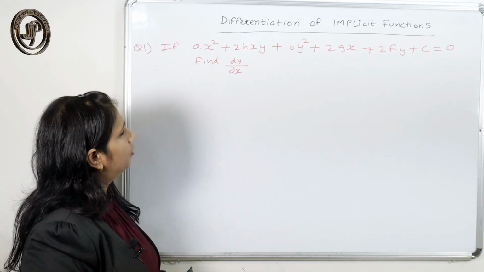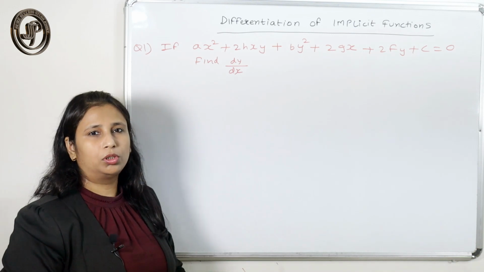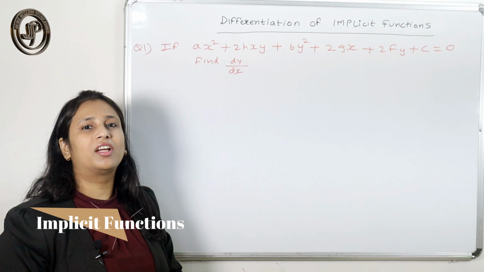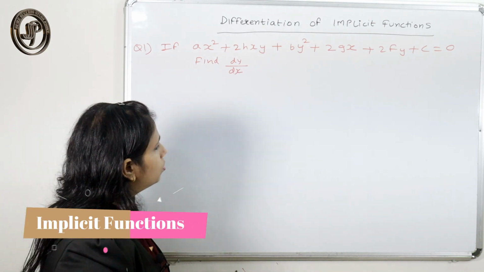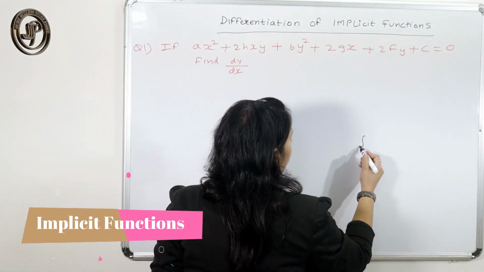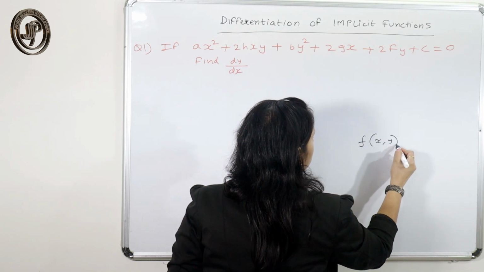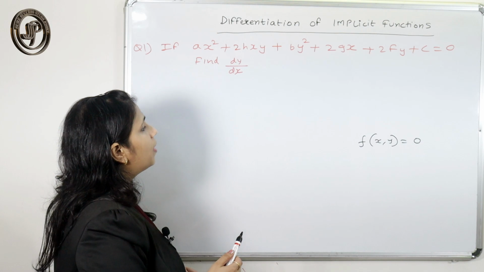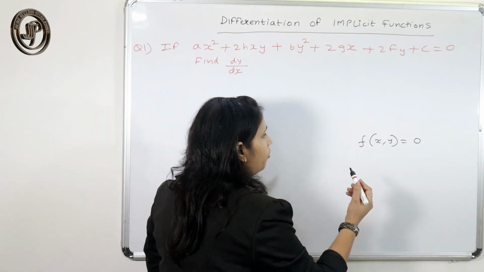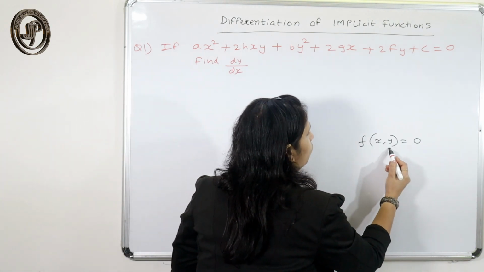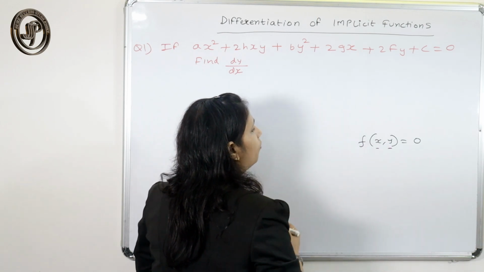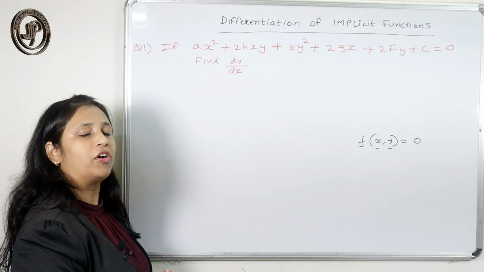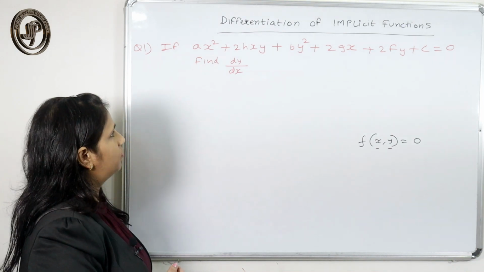Here is a question. Before doing the question, you should know the meaning of implicit functions. So what are implicit functions? Implicit functions are those where, if your function is in this form, it is difficult to separate y in terms of x or write y in terms of x. These types of functions are called implicit functions.